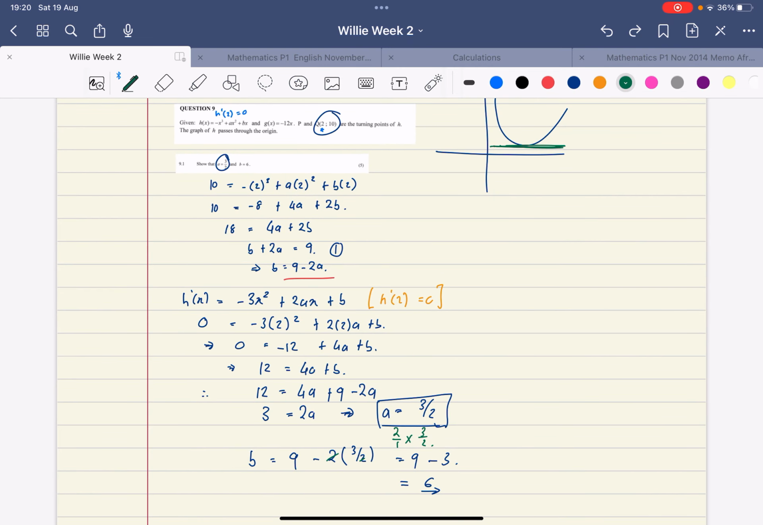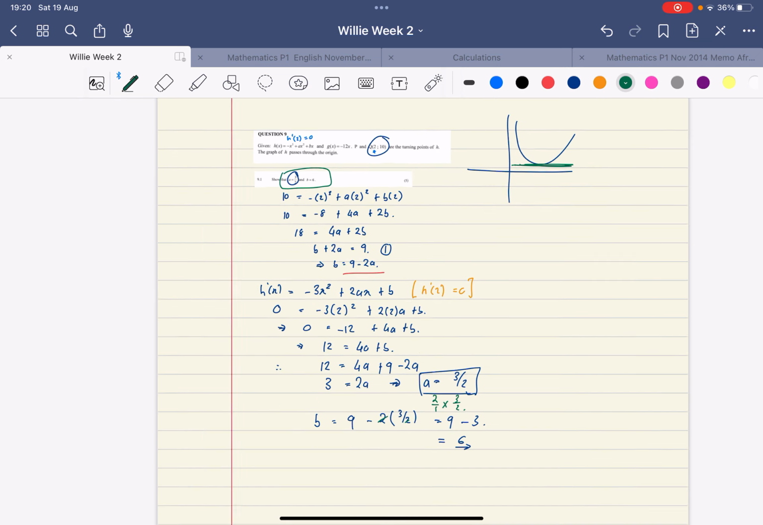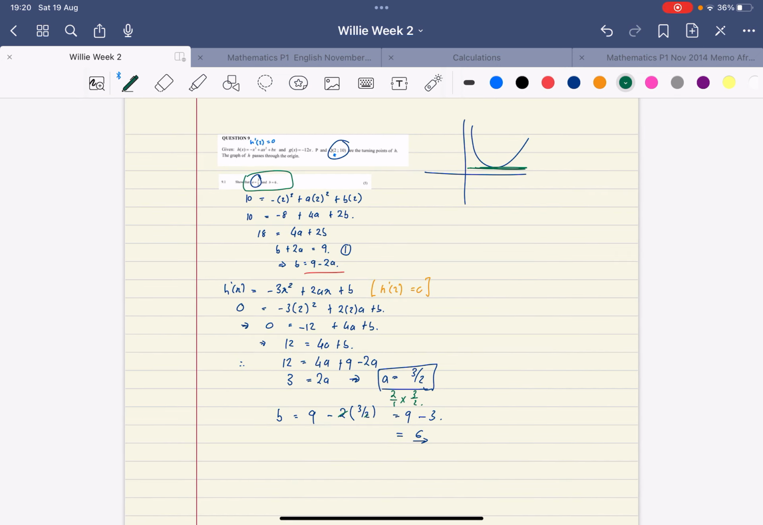Okay, so if you didn't manage to get a and b, or you weren't able to show that a and b were these, in following questions, if they ask follow-up questions based on h of x, please use the values that you were meant to show it to be. So if you couldn't get it, still use a is equal to 3 over 2 and b is equal to 6.